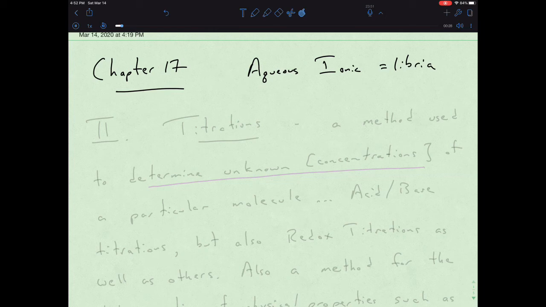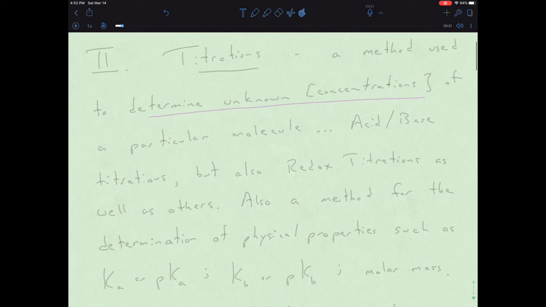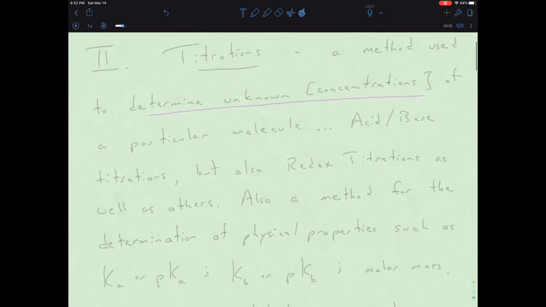And so we've already talked about buffers and how buffers can maintain constant pH. We've also talked about how buffers maintain that constant pH even with the addition of strong acid or strong base, and that's what we covered in the earlier videos from this section. And so now in the second part of this, we're talking about titrations.